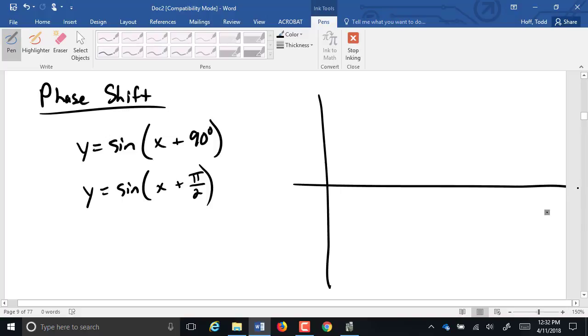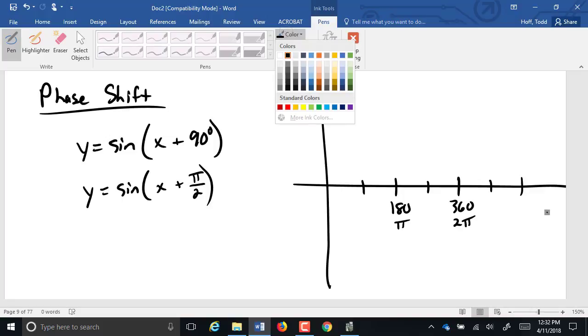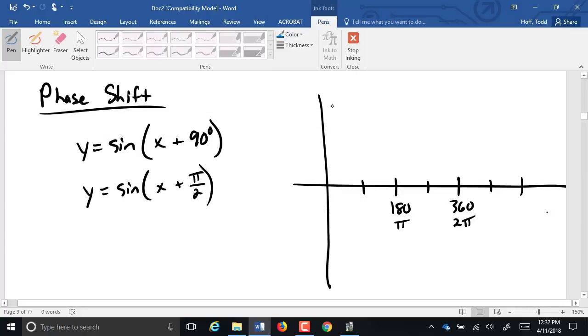If we label our graph here, 180 degrees, 360 degrees, this would be pi, this would be 2 pi if we're labeling it in radians. What does the 90 tell us? The plus 90. Well, it tells us that the 0 is acting like it's 90 degrees.